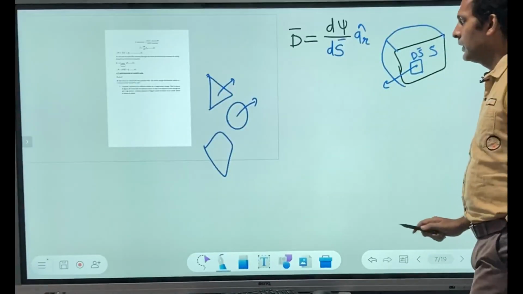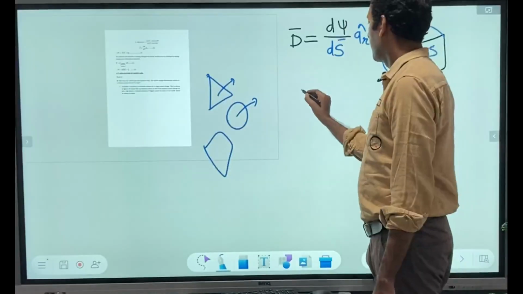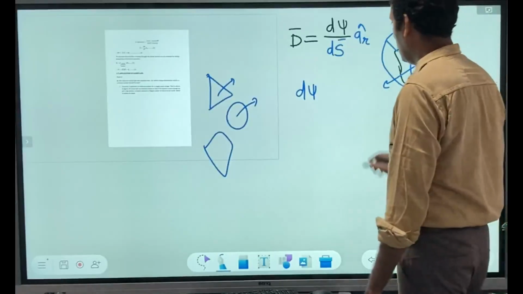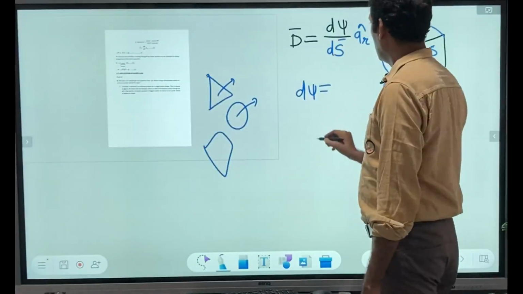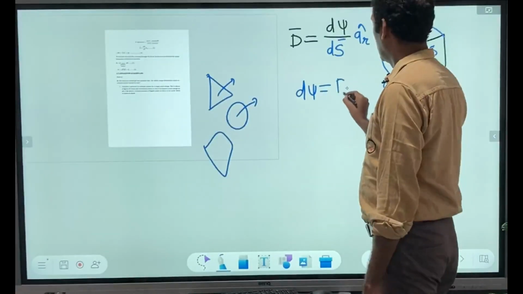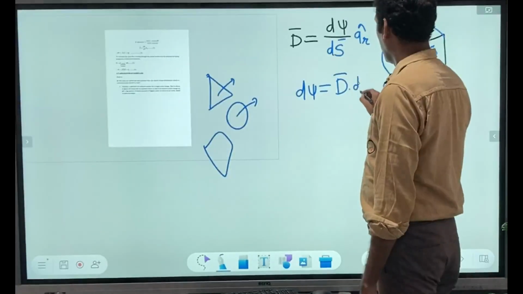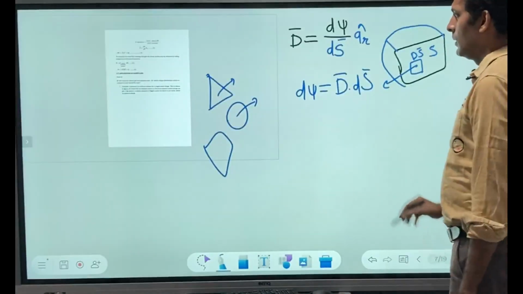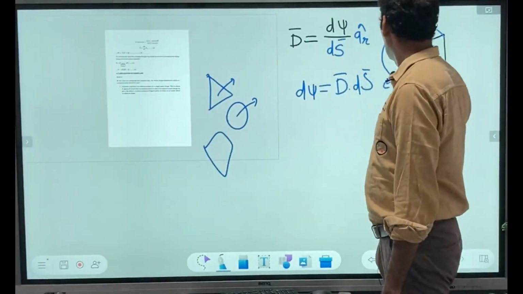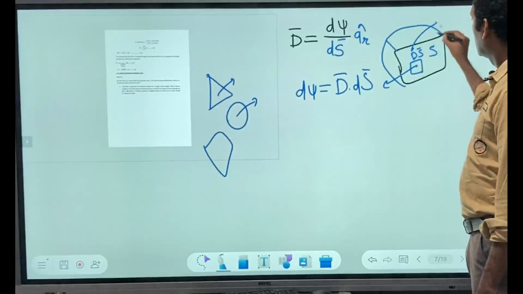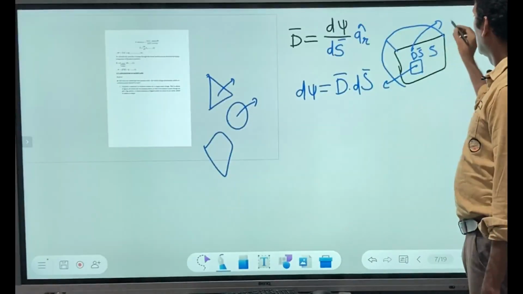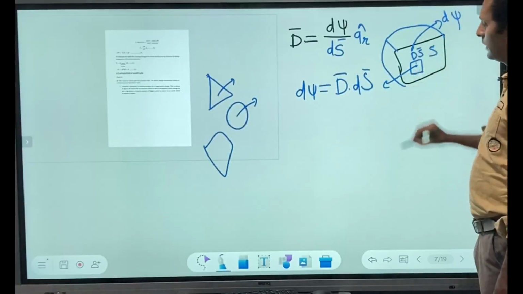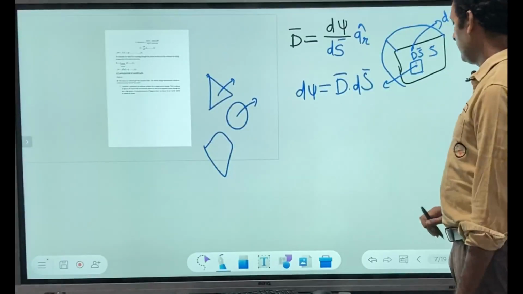From here what we can say, d psi is equal to D bar dot ds bar. So this is the differential flux enclosed in this differential surface.